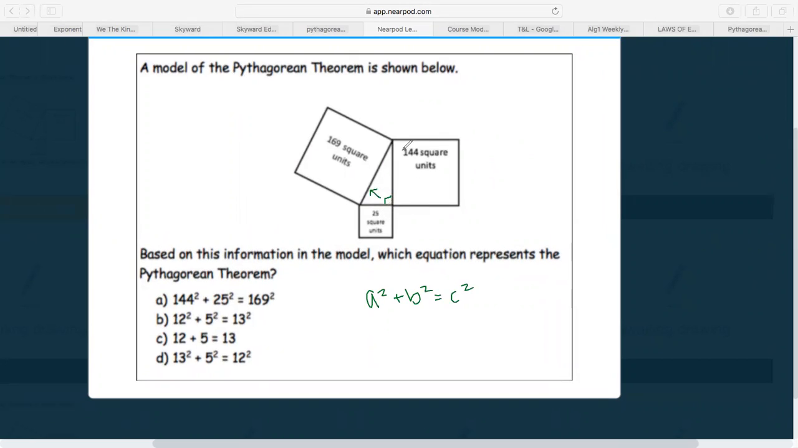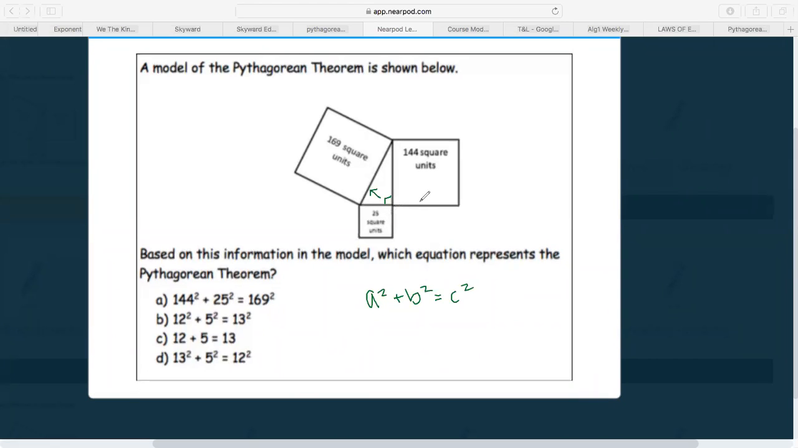But notice what the numbers say inside the squares. This says 144 square units. This says 25 square units. This says 169 square units. These numbers are already squared. So this is like how many little small squares are in this box. So this is not the A, the B, and the C. These are already those numbers squared.